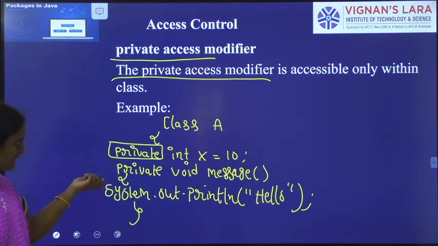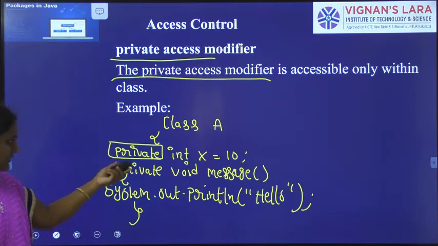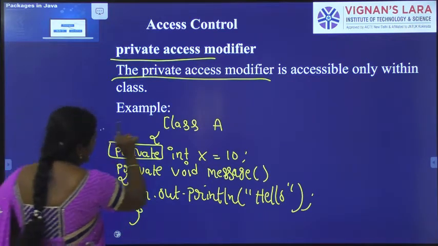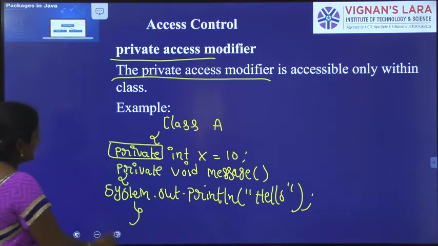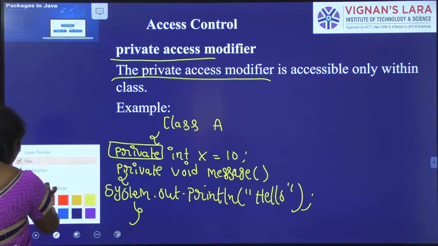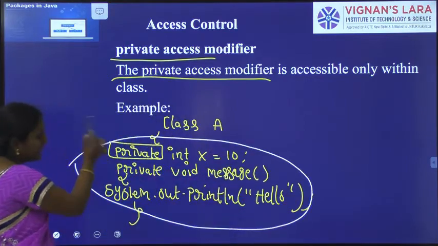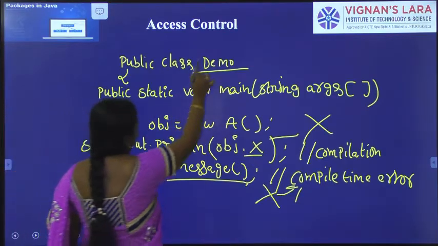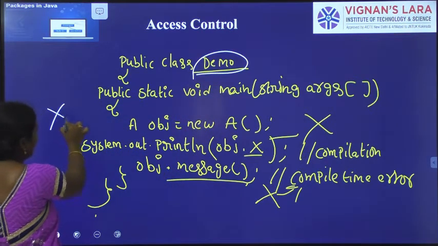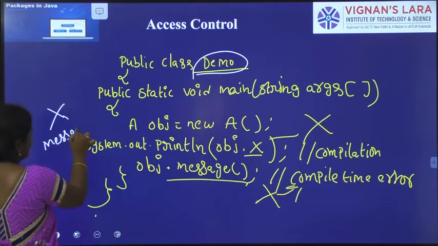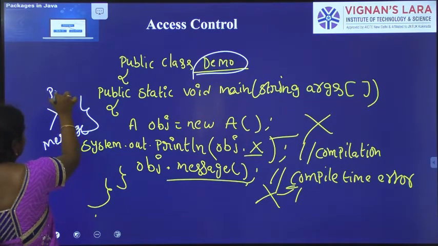We can save, compile and run this program. At the time of compilation, it leads to an error because X is a variable and it is private. What is the scope of the X variable? Private. What is the scope of the message method? Private. Private means only within the class. Only the class can access these members. Outside the class, the Demo class cannot access the X variable and the message method, because these two are private access specifiers.